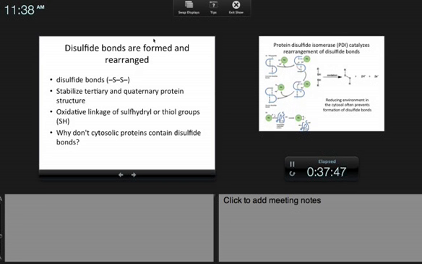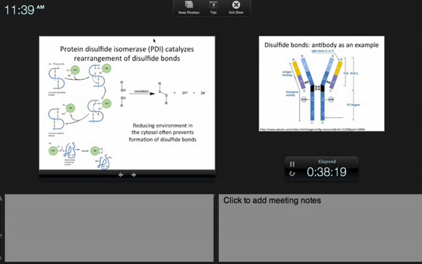Why doesn't that happen outside of the ER? Who can guess? Well, the ER is more oxidizing, and so it's just a better environment for making disulfide bonds, versus the reducing environment in the cytosol. Am I right? I always confuse that. Right, the reducing environment in the cytosol often prevents disulfide bond formation. So this is catalyzed by an enzyme called PDI, protein disulfide isomerase.